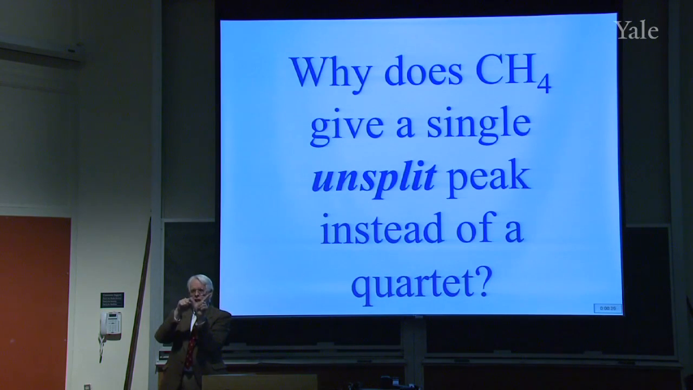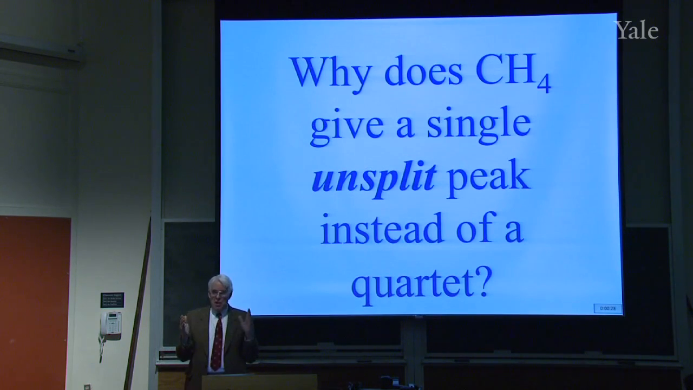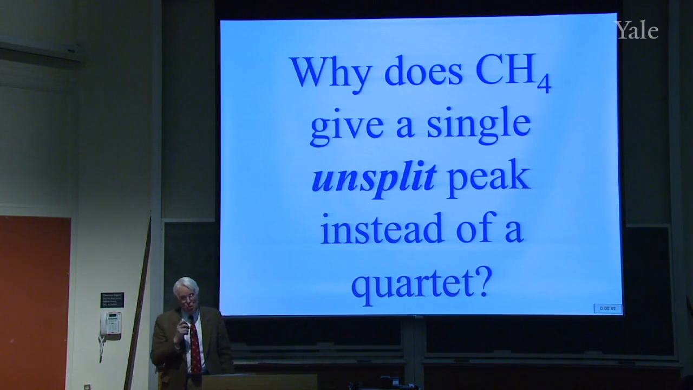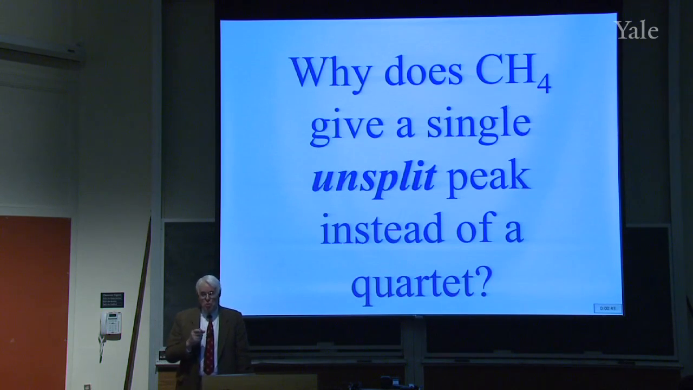How about H to C to H? That's a shorter path, right? So methane, if you're looking at one hydrogen, how many other hydrogens would you think it would be coupled to? 3, right? And they could be in 1, 3, 3, 1 arrangements. So you should see a quartet for a proton of CH4, but you don't. You just see a single sharp peak.